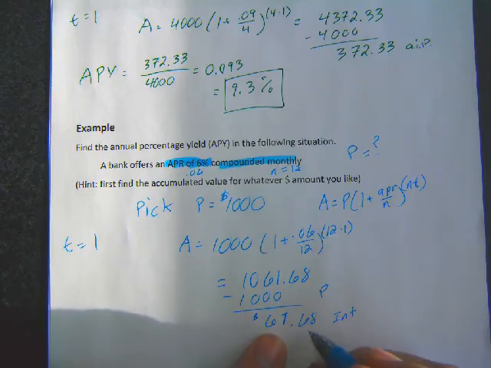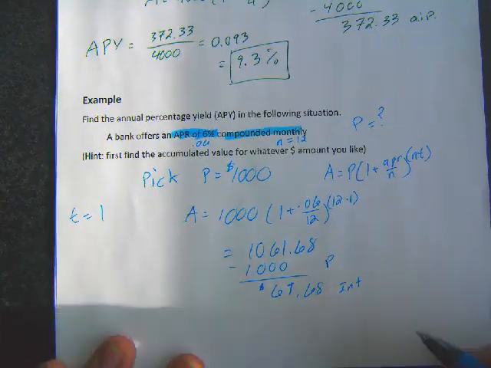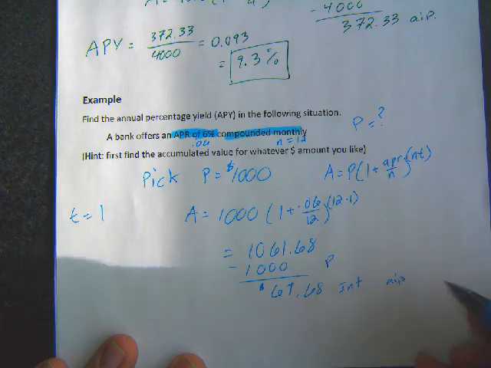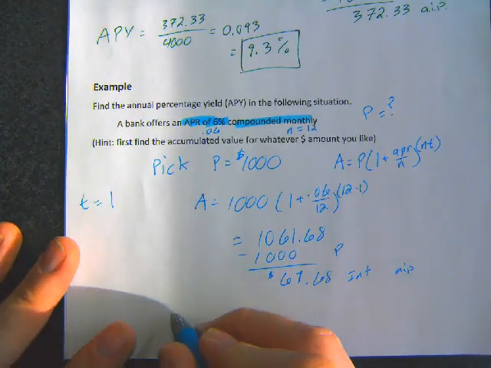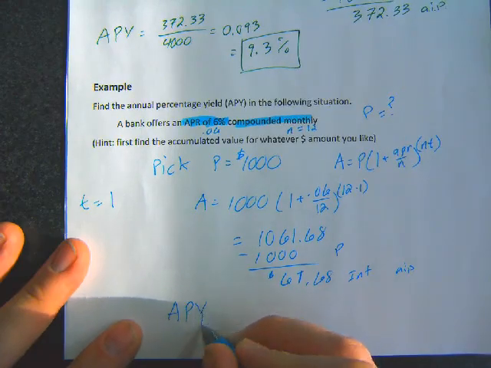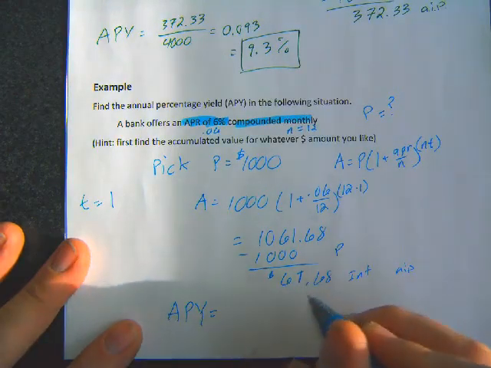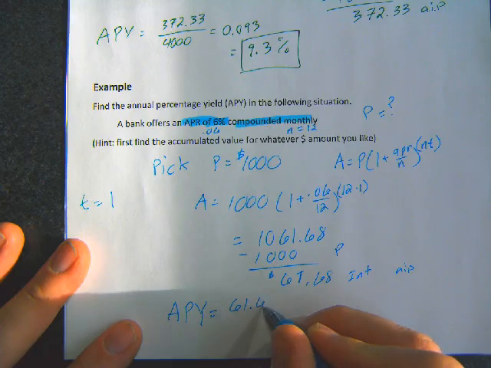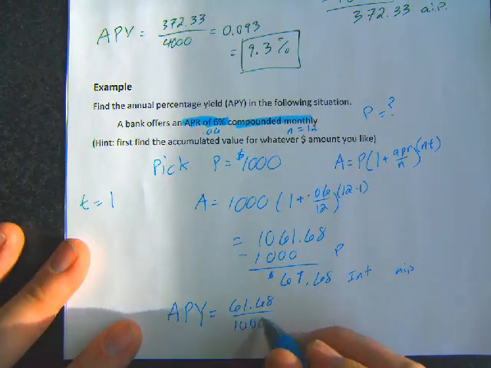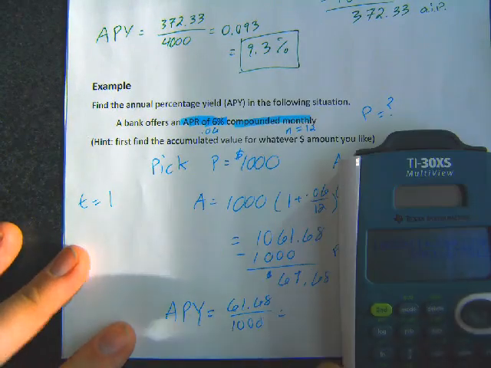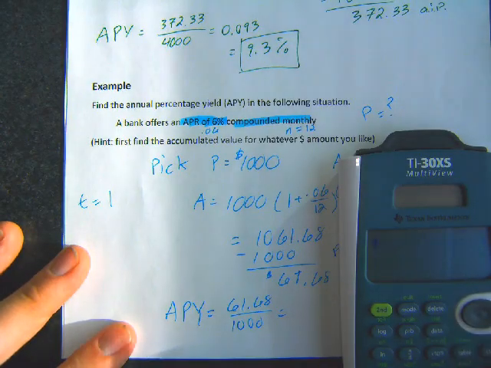So now that we know our interest, again, that's 1 year's interest, this is APY. And we know our principal because we picked one. Right? That's how we got the principal. We can find APY. We're dividing that 1 year's interest, the $61.68, by the original principal we started with, which is 1,000. And that'll give us our new and more correct interest rate. So we're going to do 61.68 divided by 1,000.